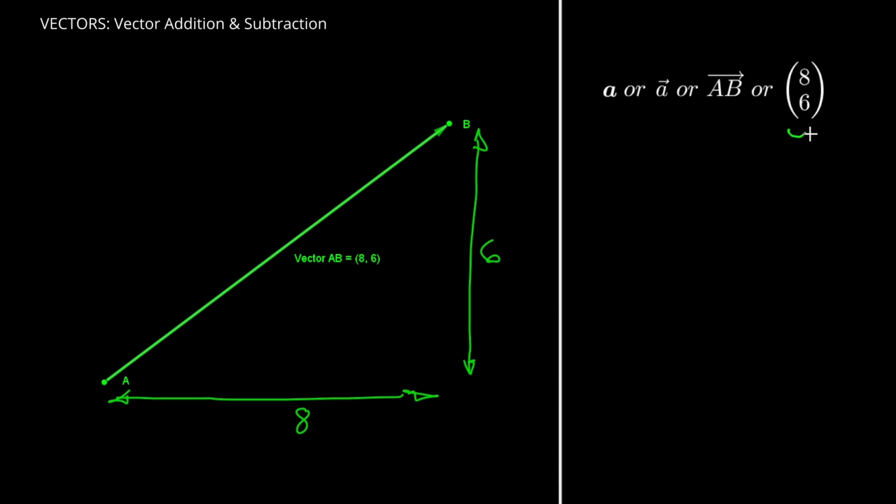And the other way is we can describe the vector as here, which is called a column vector. The x values are on the top and the y values are underneath. And we surround it by a bracket. This is not a fraction. We're just saying the vector AB is a journey of 8 along and 6 up.